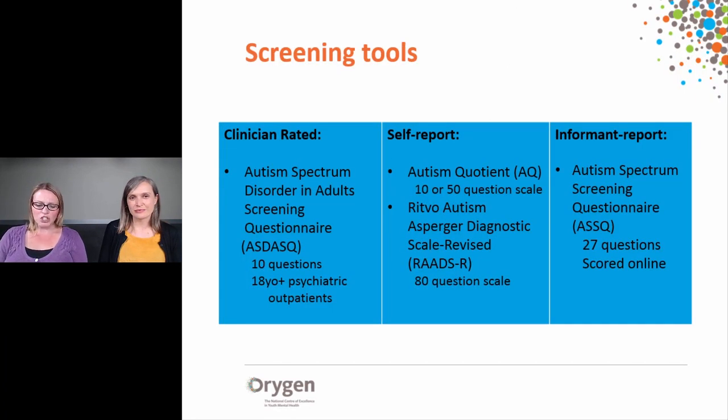So firstly, just to mention some screening tools. Certainly screening tools are not perfect, and I guess they're not perfect for mental health settings either, because these autism screening tools are designed to pick up autism spectrum disorder traits in people without comorbid mental health conditions in general.